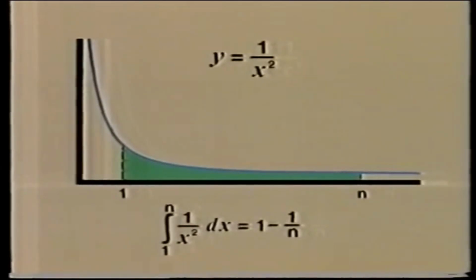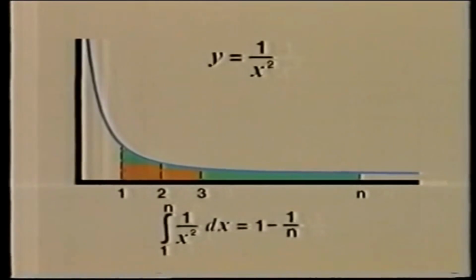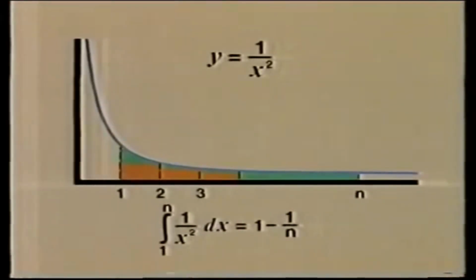Here's the area in which we are interested, with the interval divided into subintervals of length 1. Now let's look at the lower sum for this partition. All the rectangles have width 1. And because this function is decreasing, the height of the first rectangle is the value of the function at 2. That's 1 over 2 squared. So the area of the first rectangle is also 1 over 2 squared. Similarly, the second rectangle has area 1 over 3 squared, and so on, up to 1 over n squared.